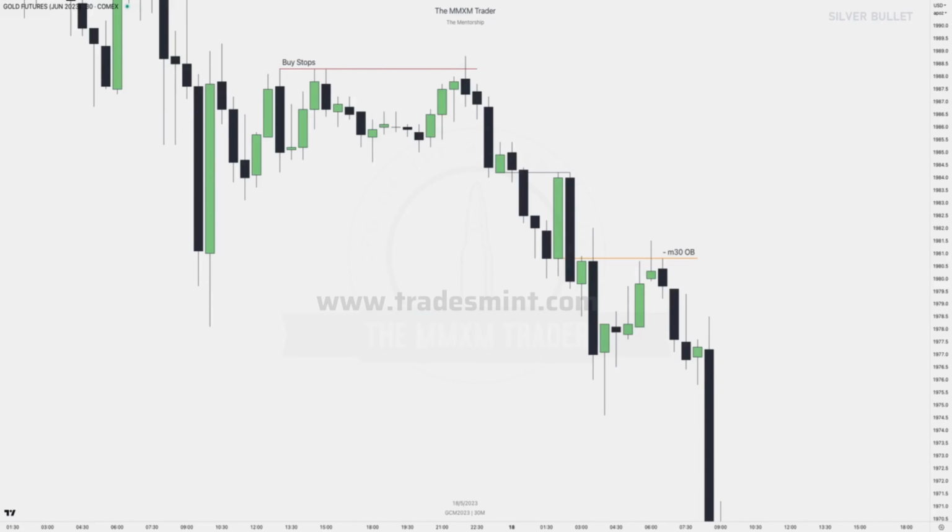So we've got a gold futures chart over here. Again, external into internal, right?